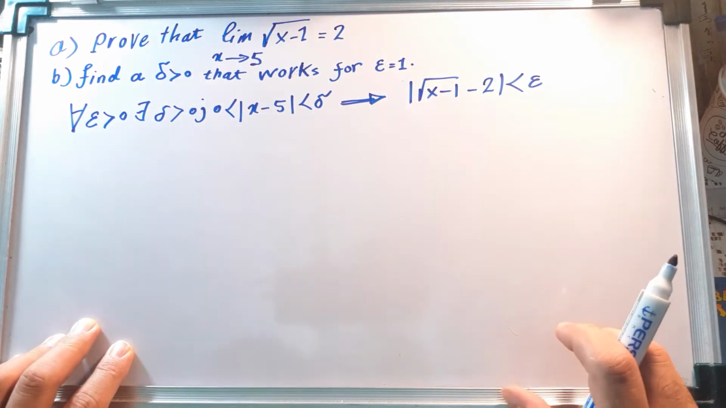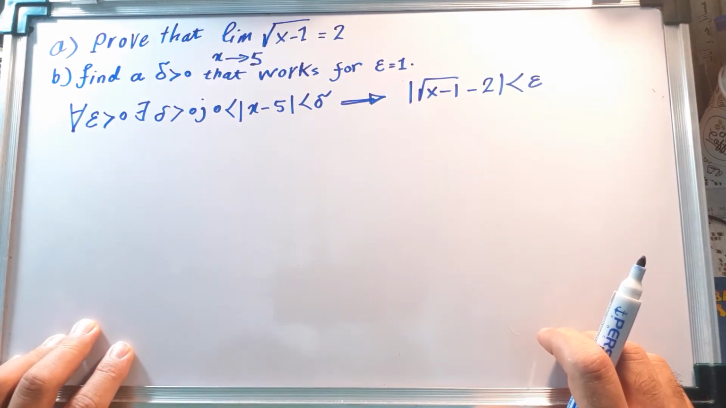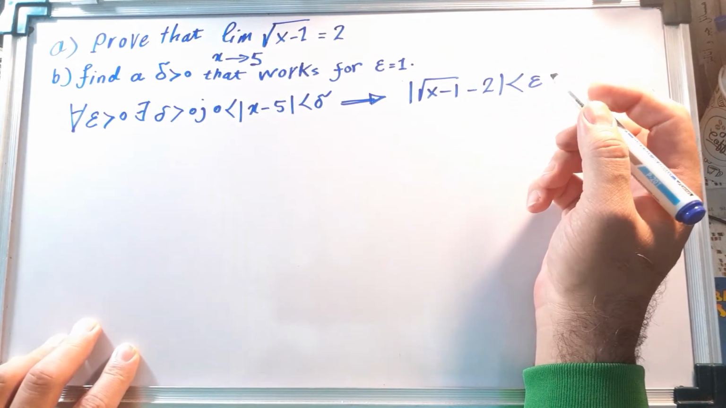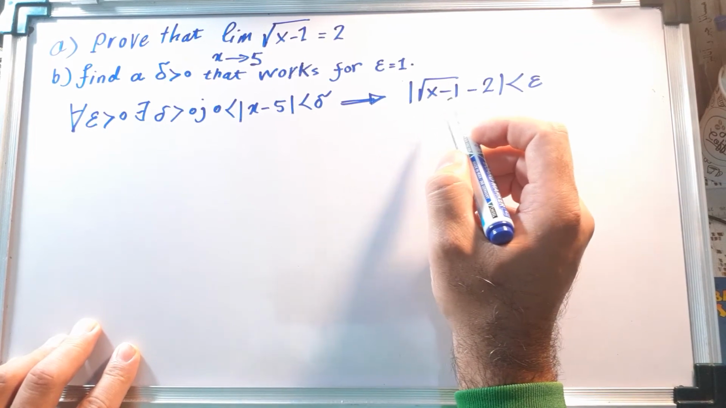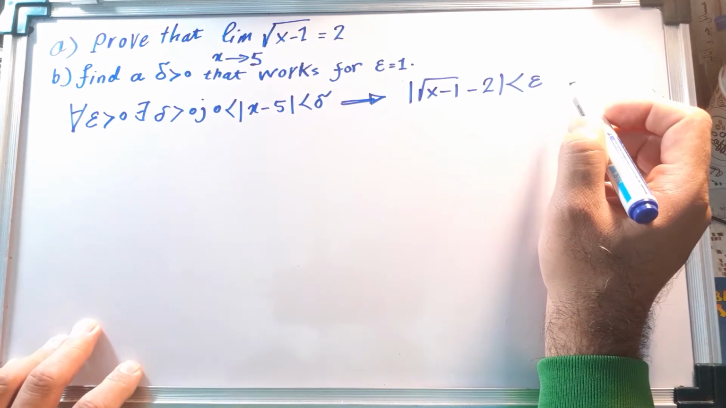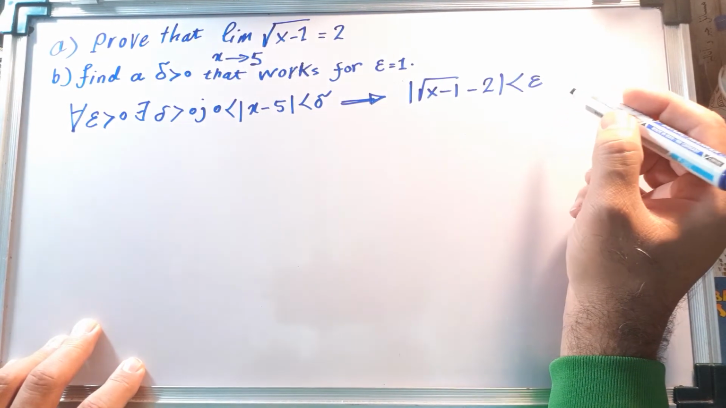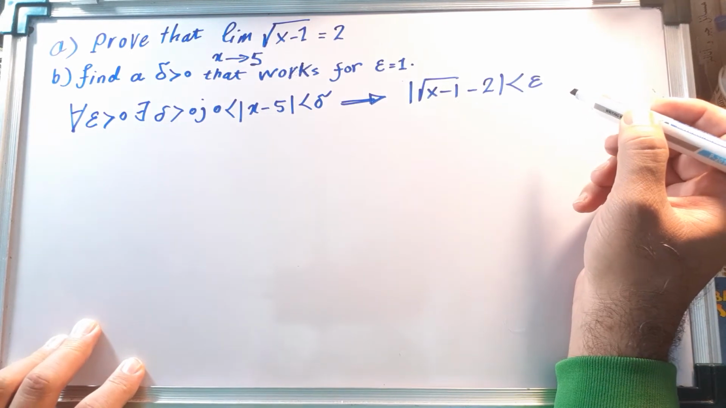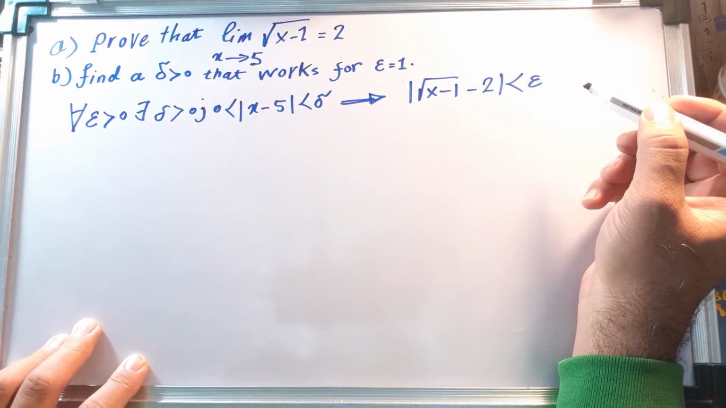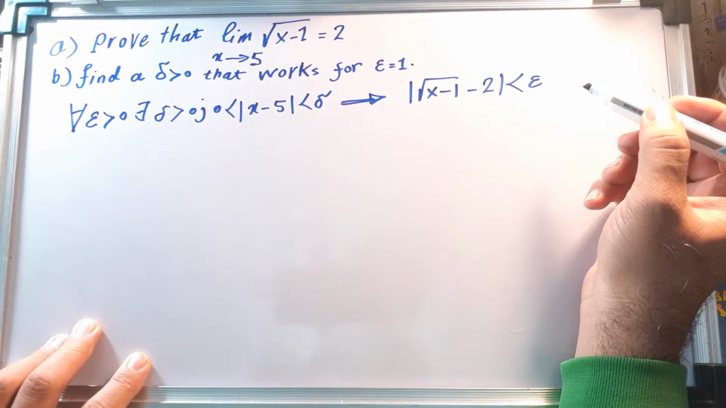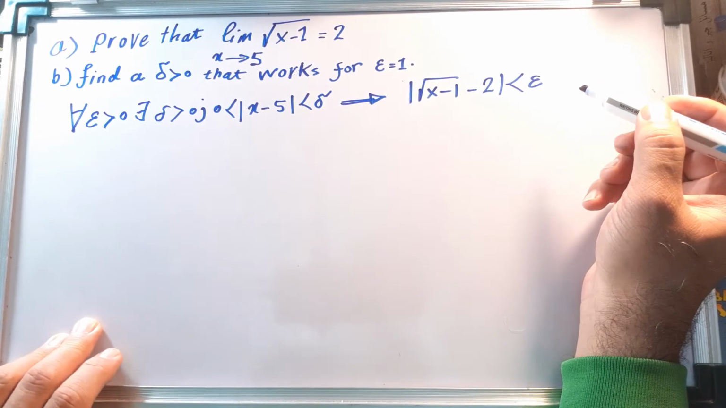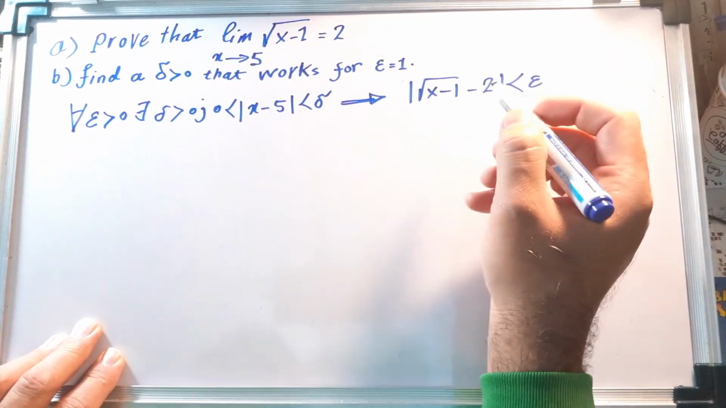We organize the search into 2 steps. Solve the epsilon inequality, this one, to find an interval containing x equals 5 on which the inequality holds for all x except 5. Here you are.